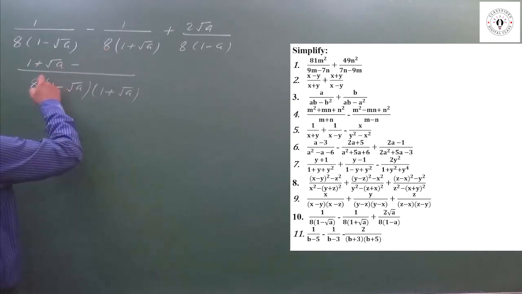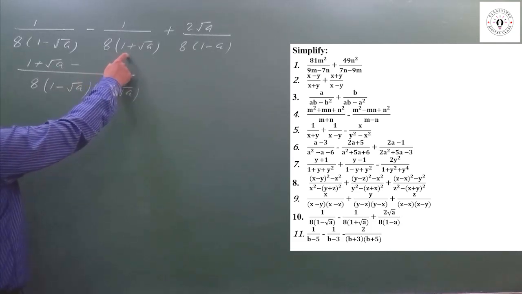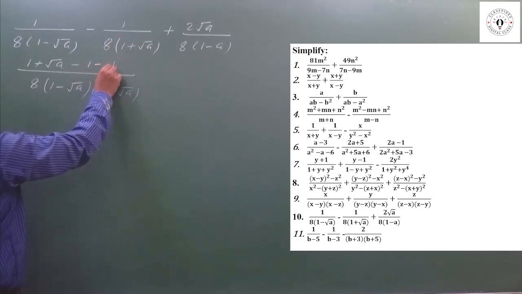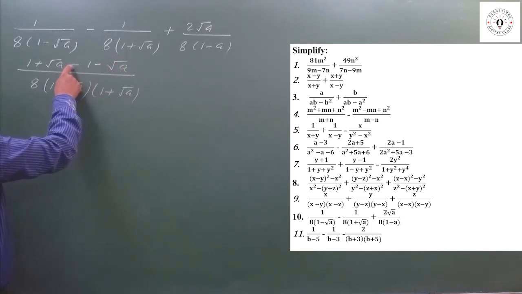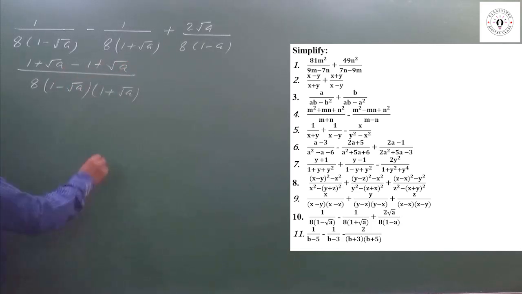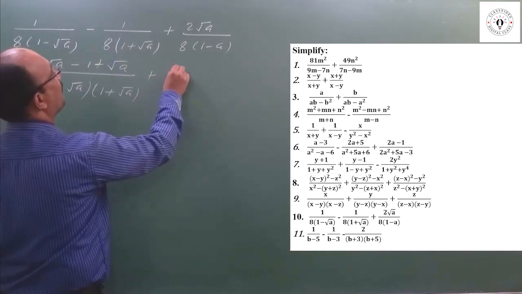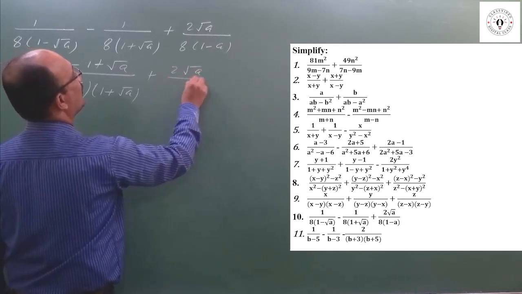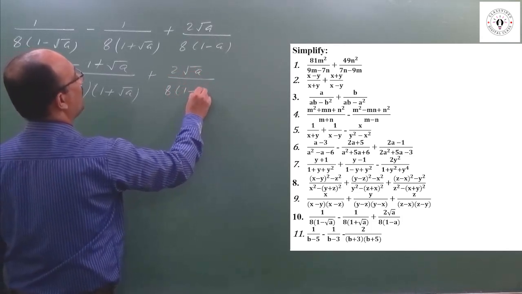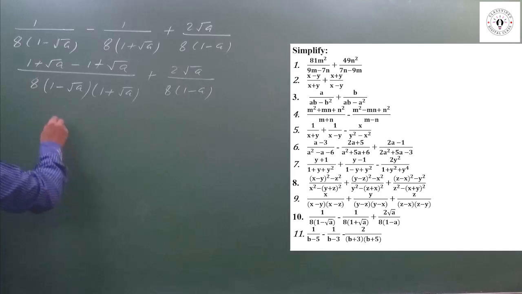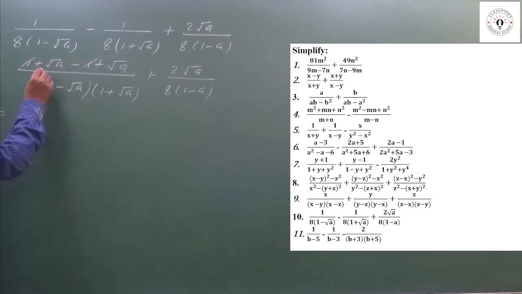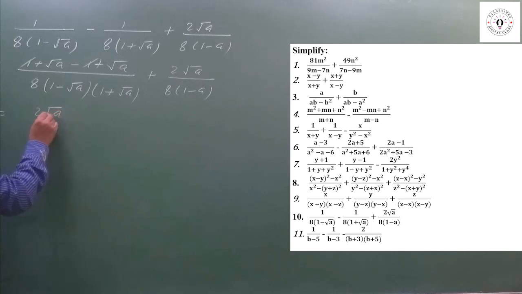8 we have already. Which factor is not here from the LCM? 1 minus root a. So this 1 should be multiplied by 1 minus root a. But since we have minus sign, minus minus becomes plus. And this is as above, 2 times root a by 8 times 1 minus a. Plus 1 minus 1 cancel. Root a plus root a becomes 2 times root a. 8 as it is.